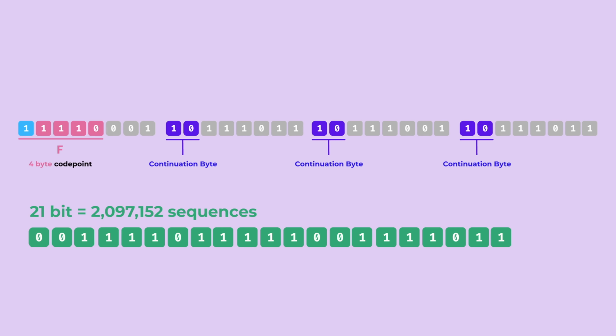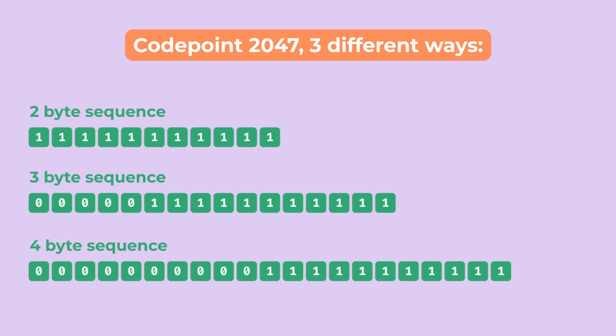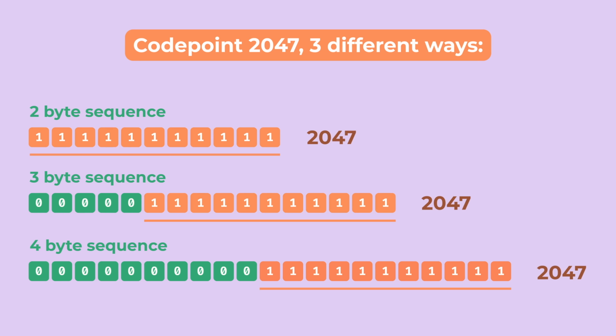And there's something interesting here you might have noticed. If that binary number that we concatenate from the leftover bits in each byte of the code point directly corresponds to the Unicode code point, isn't it possible to represent some code points in multiple different ways? For example, code point 2047 in binary is just 11 ones, and that should be possible to represent in 2 bytes, 3 bytes, or 4 bytes.